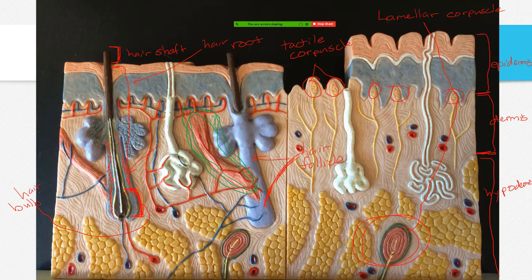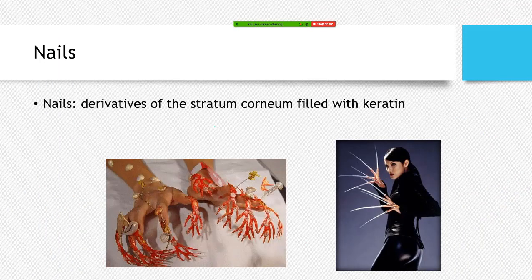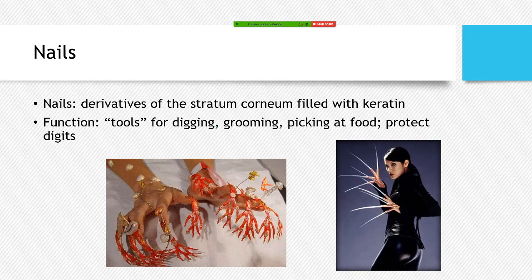All right. Let's go on and start looking at these other accessory organs. Nails. They're from the stratum corneum. Okay, so these are all dead cells. Okay, and they serve as a way to use as a tool kind of thing. So it could help us to pick up things that are small. And it also helps protect the dorsal side of our digits as well.